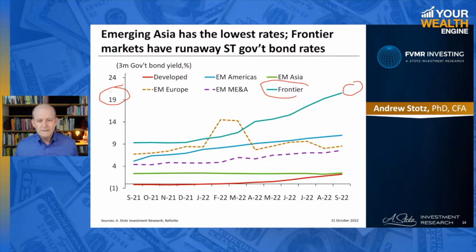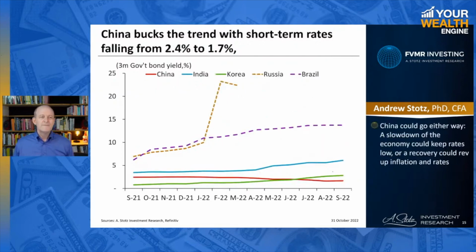But this is looking at mainly frontier and emerging markets. I put in the developed ones right here, which is that red line at the bottom, to show that developed markets have very low interest rates and emerging markets are pretty high, except emerging Asia. And emerging Asia really is China. Now, let's look at the top 5 emerging market countries: China, India, Korea, Russia, and Brazil.